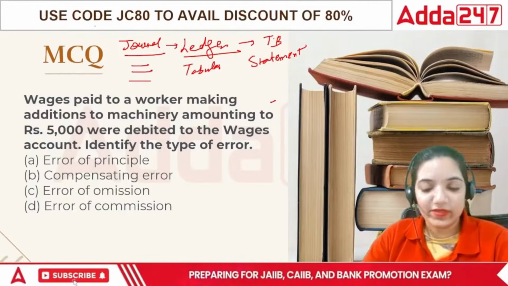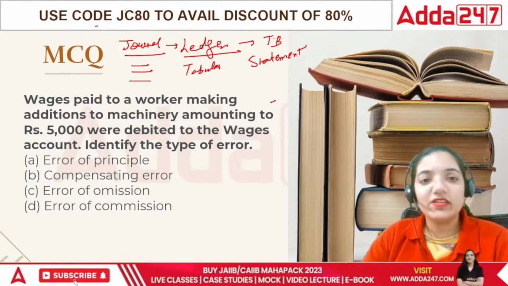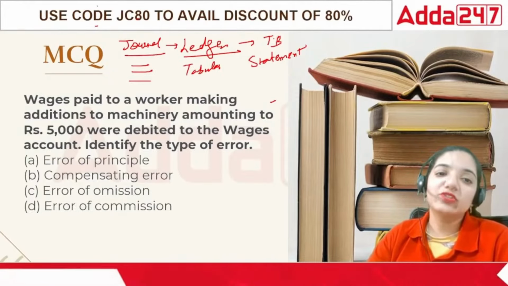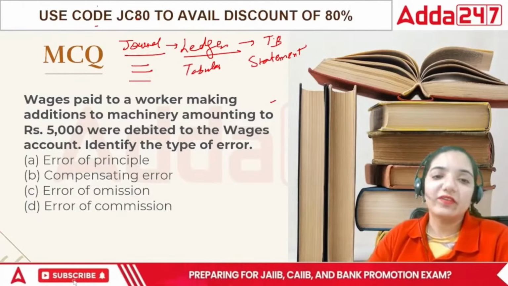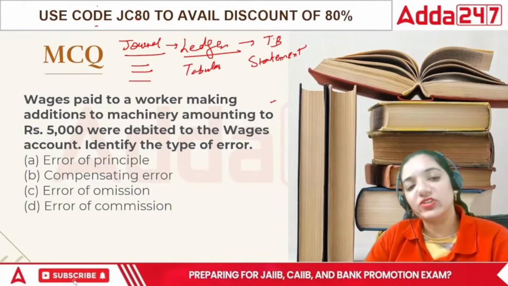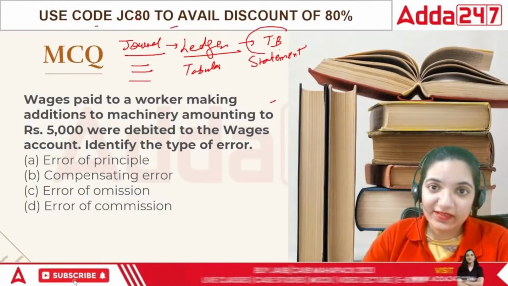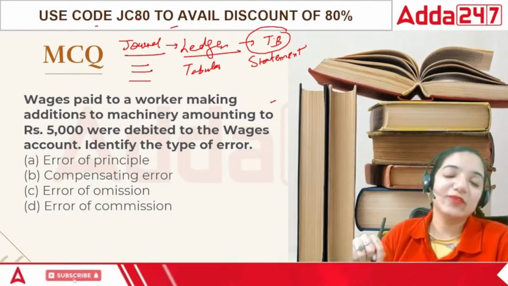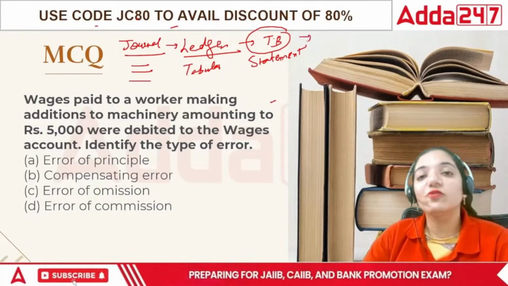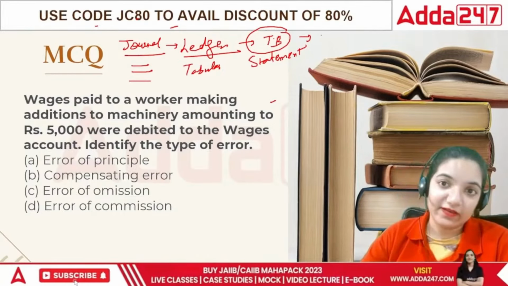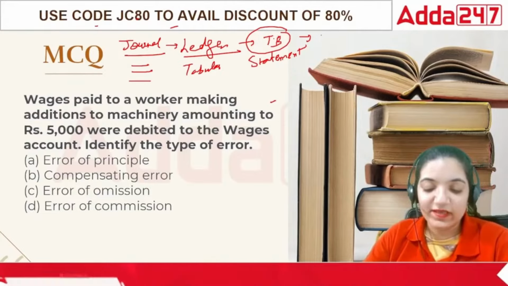Now let's look at the question. Wages paid to the worker making additions to machinery amounting to rupees 5,000 were put into the area of wages account. Identify the type of error. While making this trial balance, sometimes there are certain errors that will come to your notice. Those kind of errors have to be rectified. The ones which can be detected have to be rectified.